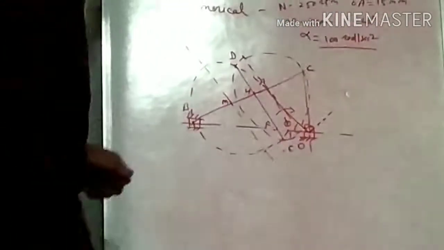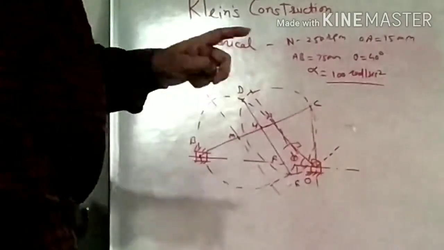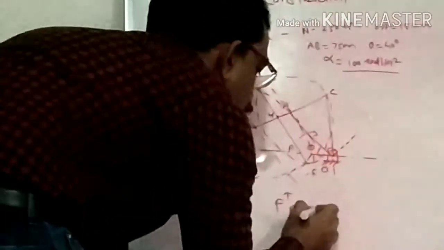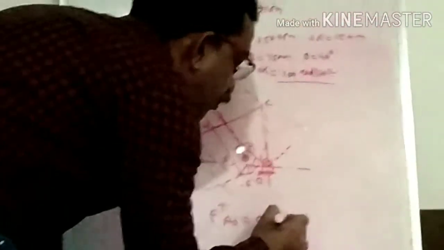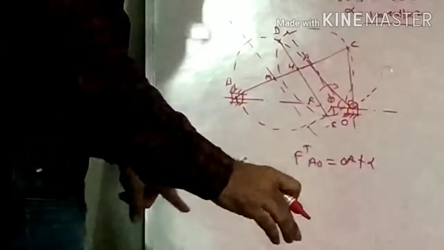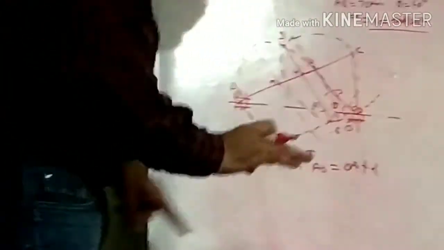So what is the procedure? We know that the magnitude of the tangential component of acceleration of A with respect to O is equal to r into alpha. R means the length of link OA, into alpha. We know the length of link OA and the value of alpha. From this we can calculate the magnitude of the tangential component of acceleration of A with respect to O.